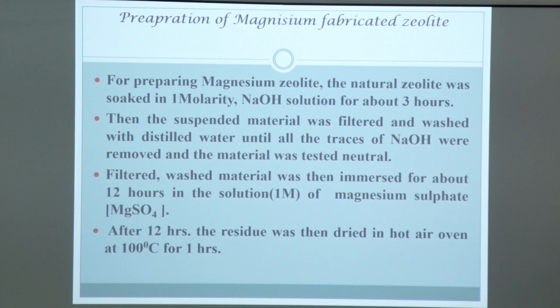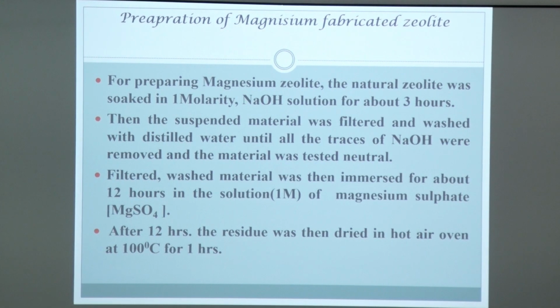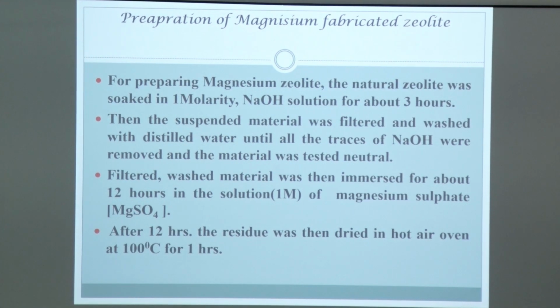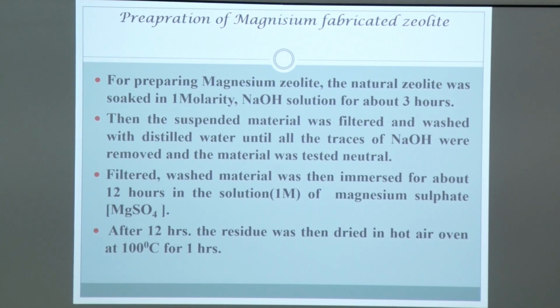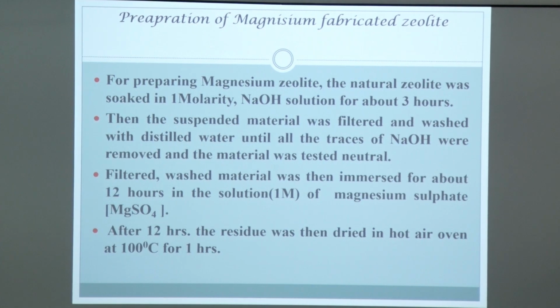For this purpose, the magnesium zeolite is prepared from the natural zeolite which I purchased, and this natural zeolite was soaked in 1 molar solution of NaOH for about 3 hours. And then the suspended material, after 3 hours, was filtered and washed with distilled water until all the traces of NaOH were removed, and then the material was tested neutral.